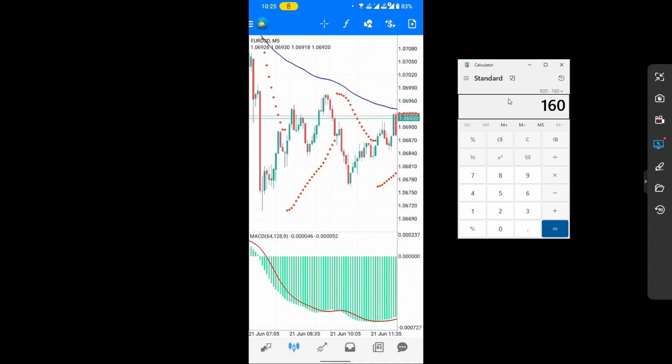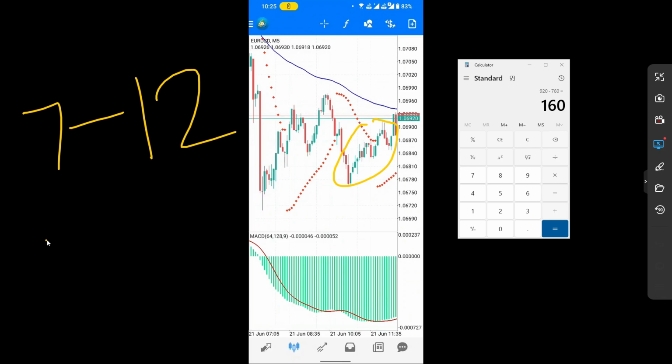So we don't need to trail that long because the market can go back. You can see after this the market is going back, so it's better to just close the trade when it's above 7 to 12 pips in profit. So your take profit should be 7 to 12 pips and stop loss should be 3 pips.